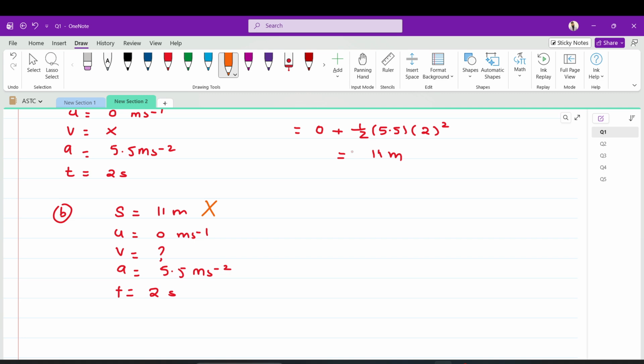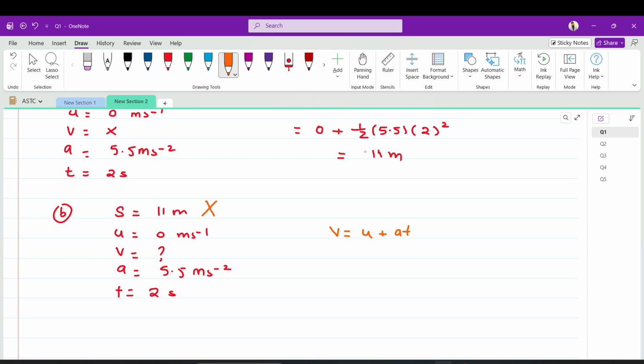If this value was incorrect, then your subsequent calculation will also become incorrect. So if there is an option in which you can only use the values which are already given in the question, let's say that I ignore the value of s. I have u, I have a, I have t, and I just need to find v. So I can quite easily use this equation, v equals u plus at. And that is the safest option.